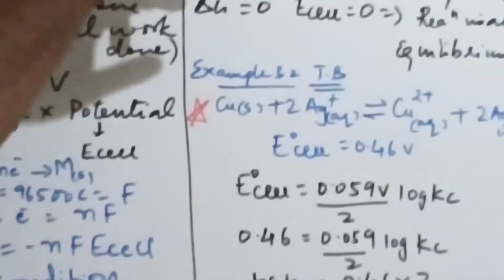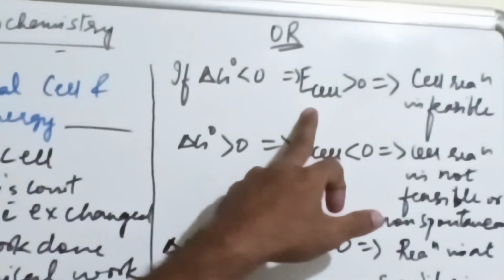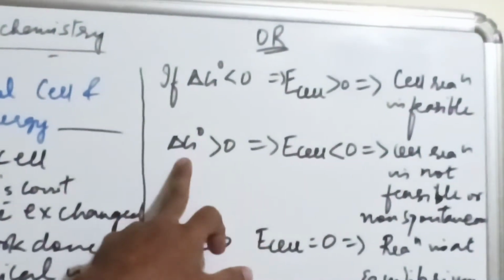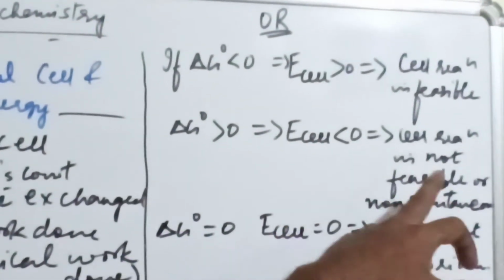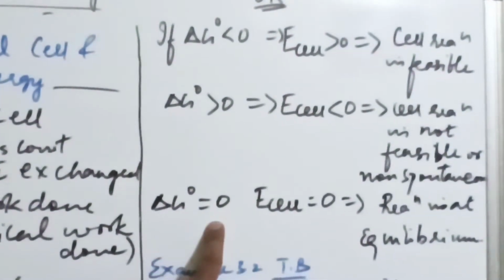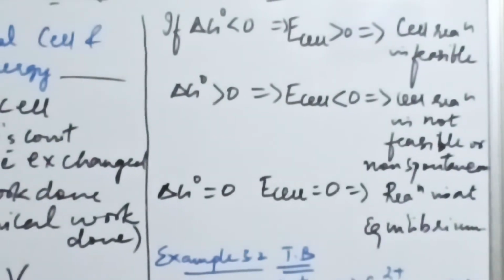Or otherwise, if delta G naught is less than 0, E cell is greater than 0, and hence the cell reaction is feasible, or I can say spontaneous. Delta G degree greater than 0 implies E cell is less than 0, so the cell reaction is not feasible or non-spontaneous. Delta G degree is equal to 0, so you can say E cell equals 0, the reaction is at equilibrium state.